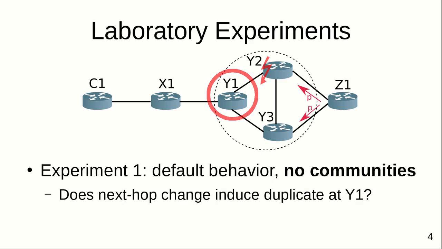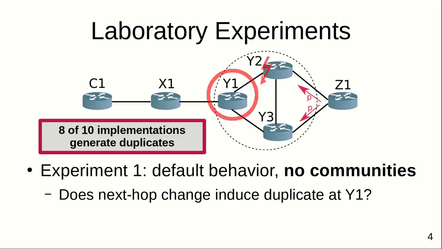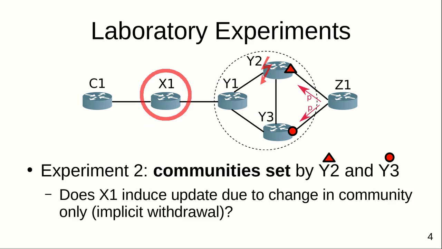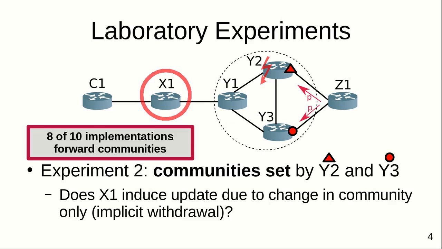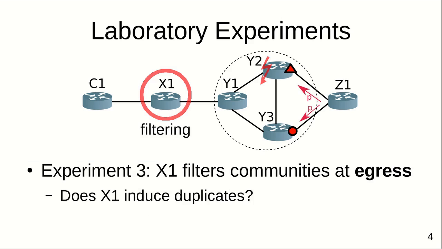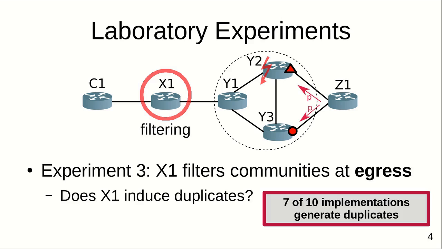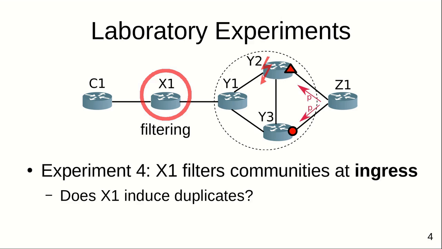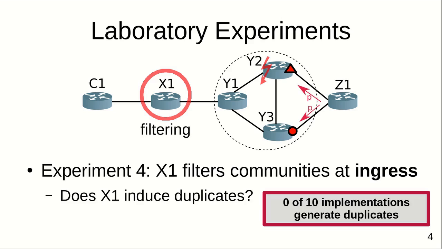In the first experiment, when no communities are used, we find that 8 out of 10 implementations generate duplicates due to an X-top change. In the second experiment, we add communities and we find that 8 out of 10 implementations generate updates due to a change in the community attribute only due to an implicit withdrawal. In the third experiment, we find that if communities are filtered at egress, 7 out of 10 implementations generate duplicates. Finally, when communities are filtered at ingress, none of the implementations send updates. We conclude that unnecessary announcements caused by changing communities can be avoided when communities are filtered at ingress.